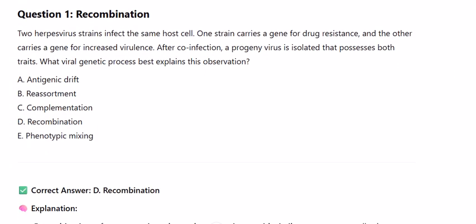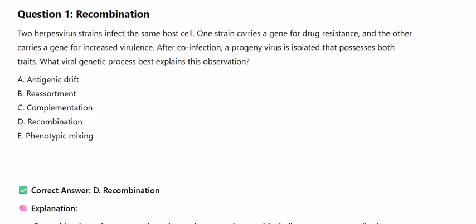Question 1. Recombination. Two herpes virus strains infect the same host cell. One strain carries a gene for drug resistance and the other carries a gene for increased virulence. After co-infection, a progeny virus is isolated that possesses both traits. What viral genetic process best explains this observation?